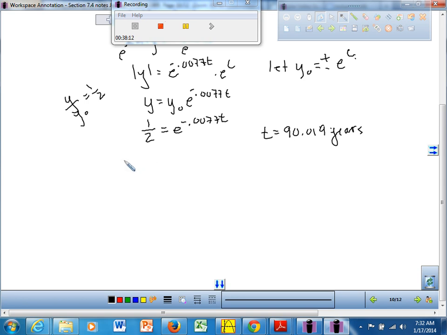So we would take the log of each side and divide by negative 0.0077 to get our answer. Okay?